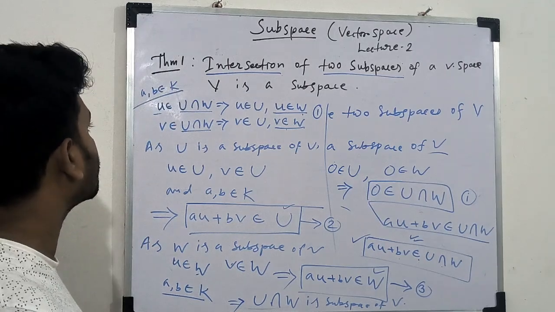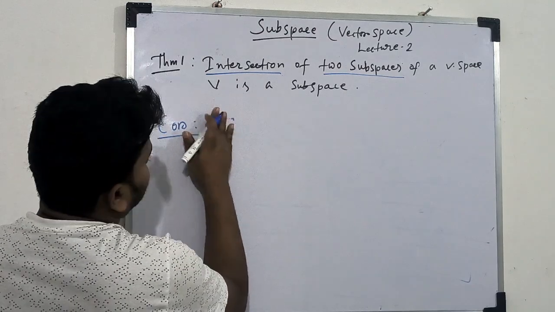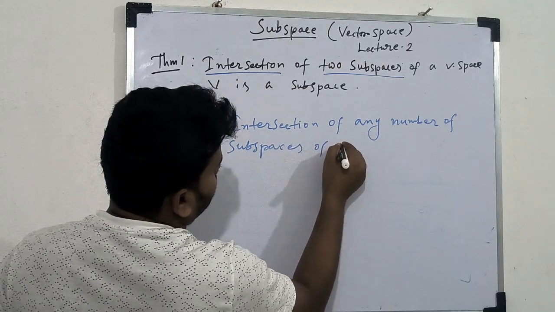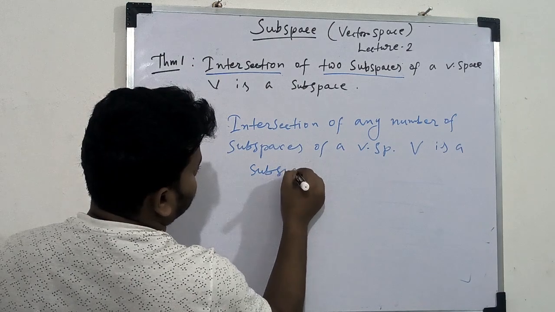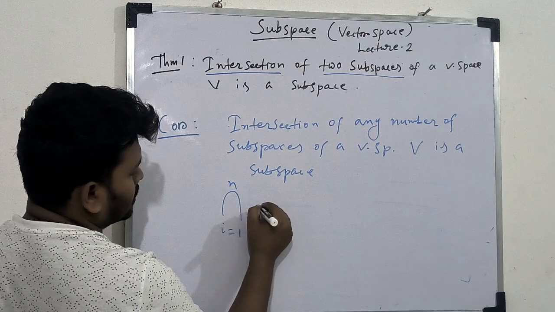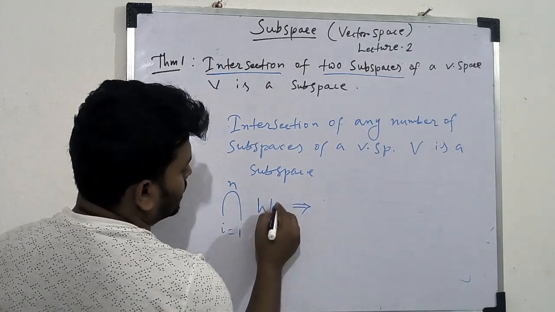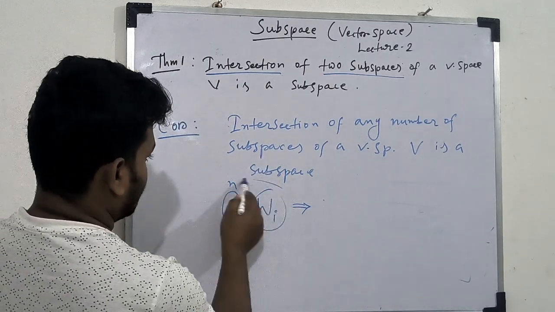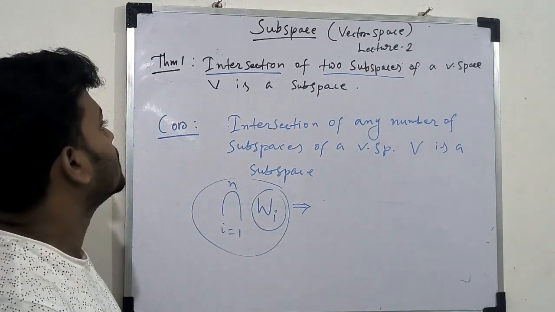So I will take one more theorem. From this theorem, you can conclude, as a corollary, that the intersection of any number of subspaces of a vector space V is a subspace. So if you take i equal to 1 to n, and take this as Wi, this will be a subspace whenever each Wi is a subspace of a vector space. Therefore, the intersection of W1, W2, ..., Wn will be a subspace of V.